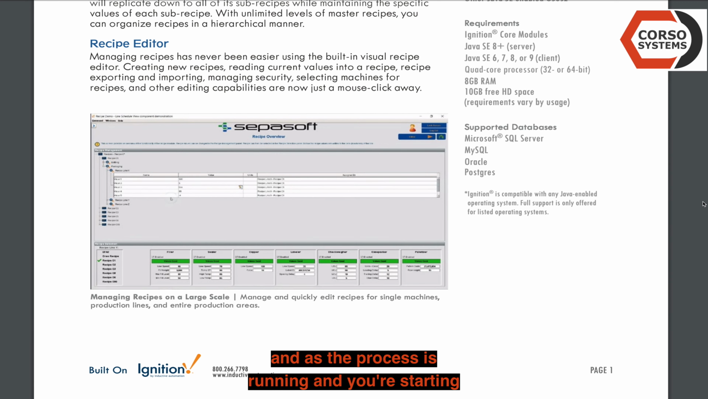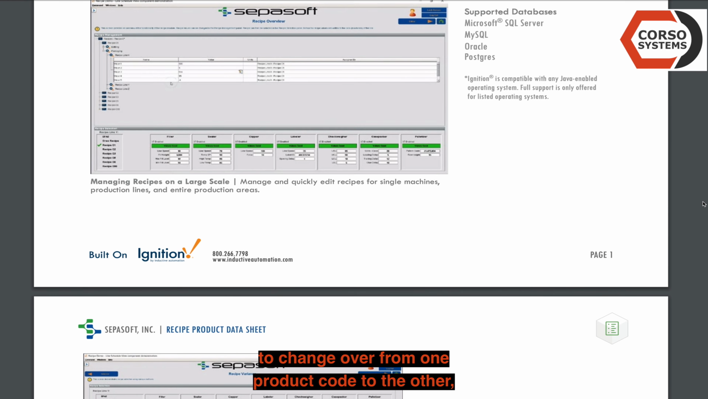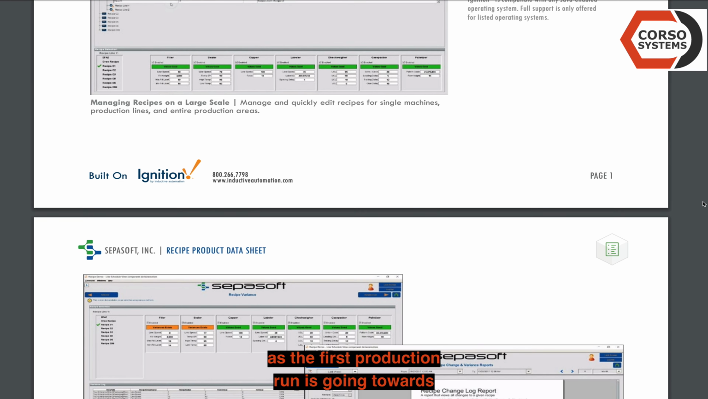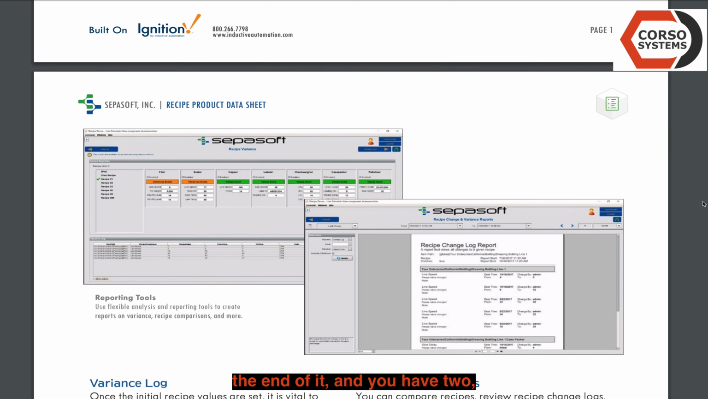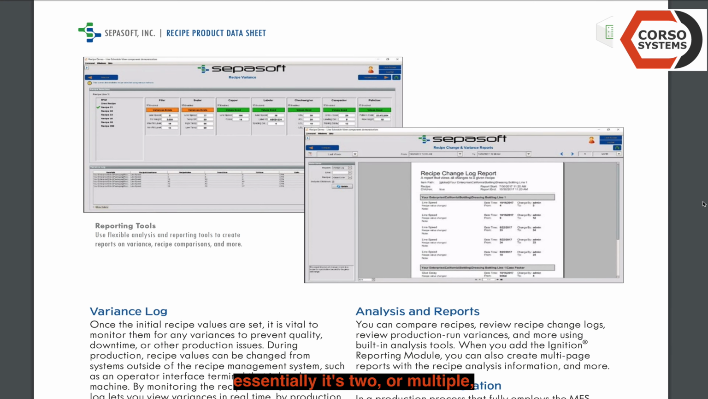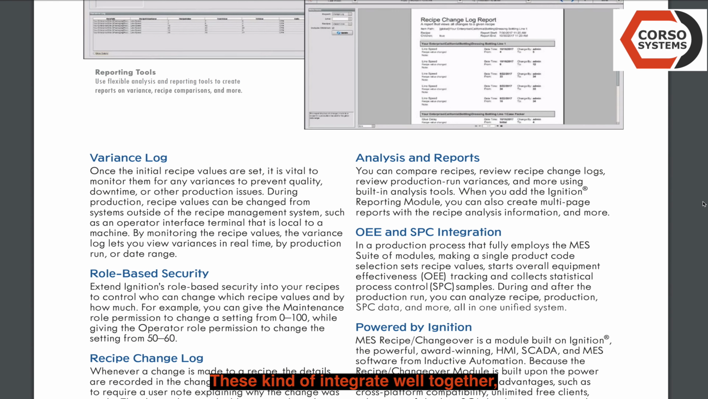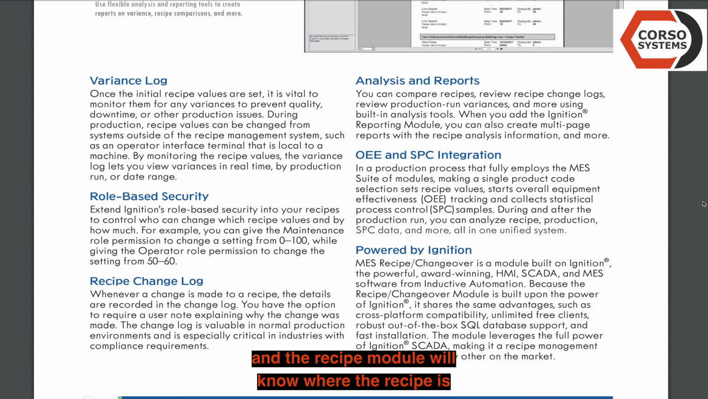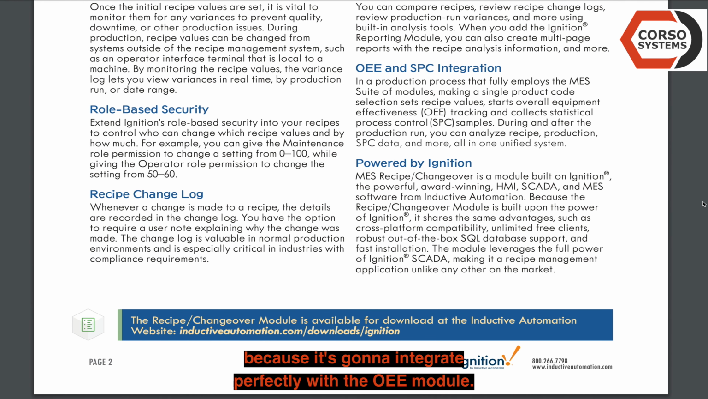And as a process is running and you're starting to change over from one product code to the other, as the first production run is going towards the end of it, and you have two or multiple product codes running on the line, these kind of integrate well together, and the recipe module will know where the recipe is on the line and when to switch over, because it's going to integrate perfectly with the OEE module.